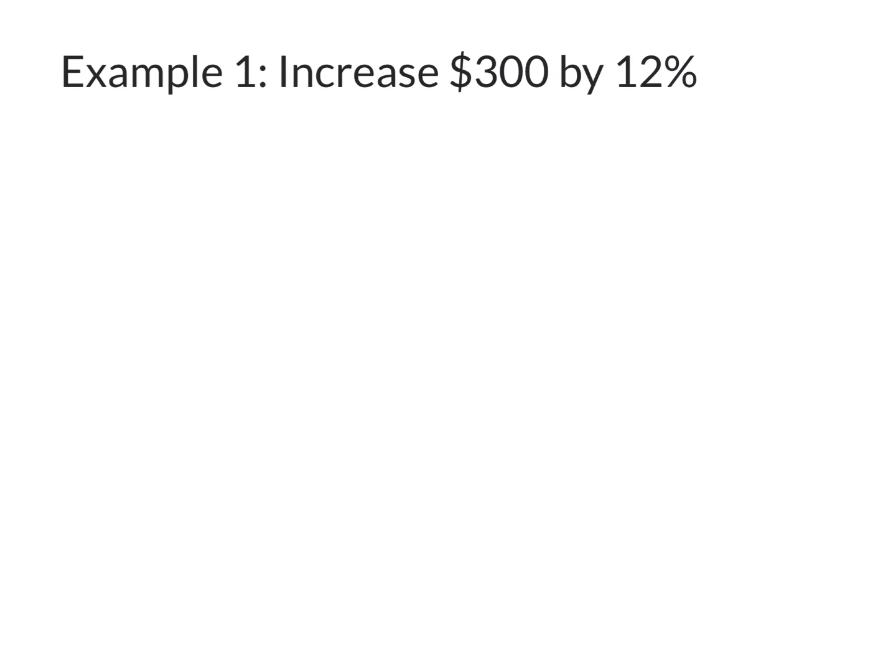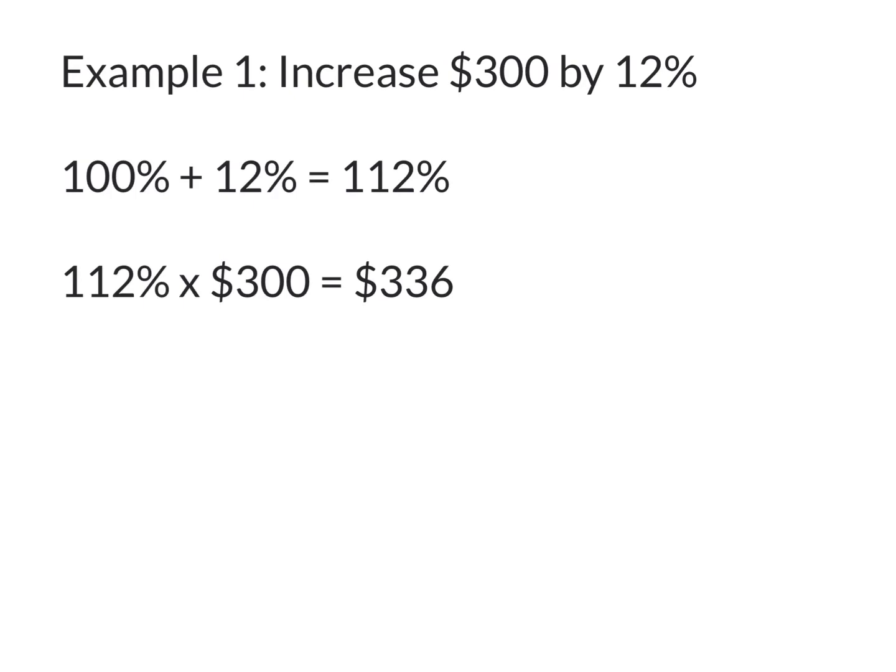Example 1. So we're going to increase $300 by 12%. So step 1, because it's an increase, that's 100% plus the percentage increase, which is 12%, gives us 112%, and we multiply that by the original, which is $300, to give us $336.